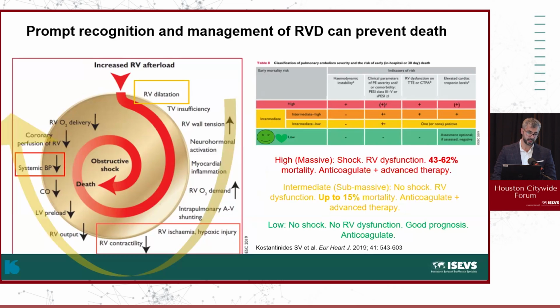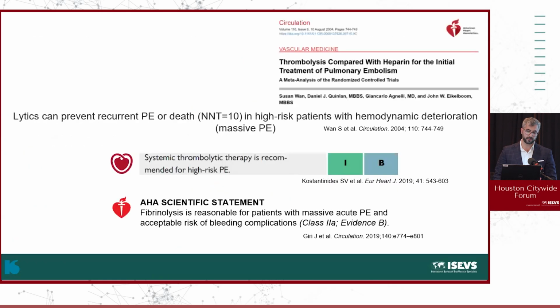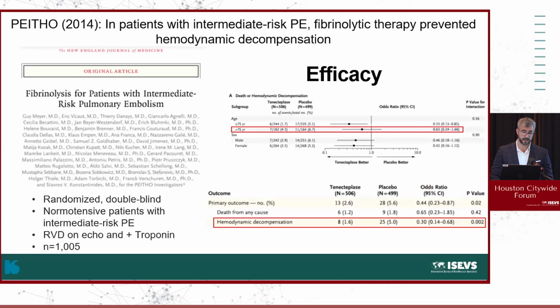And so the job of the interventionalist and the current evolving practice is to identify patients at high risk of clinical deterioration and intervene in order to change the outcome. Is there a role for lytics in PE? And we know that lytics save lives and prevent death, and that's why they carry a class 1 indication in Europe and 2A in the US.